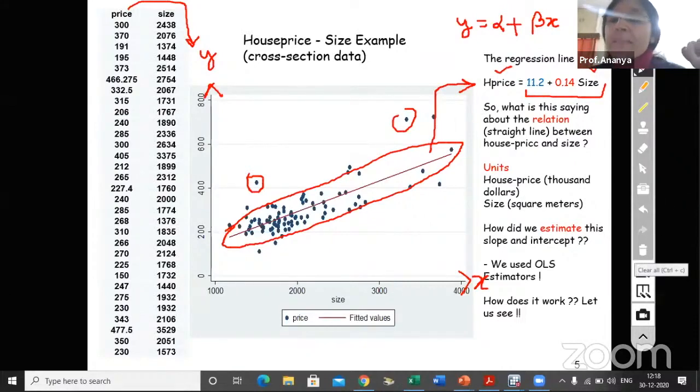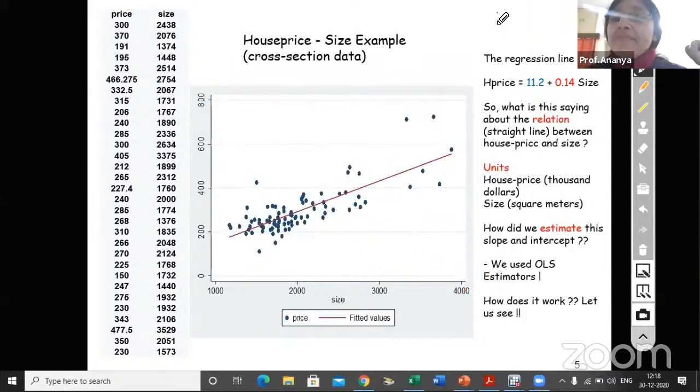So the line is alpha is equal to 11.2. Now that is the intercept. And beta, which is the slope, is equal to 0.14. So remember the interpretation of the slope. It is the change in house price for a unit change in size.